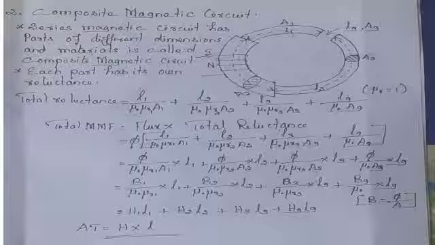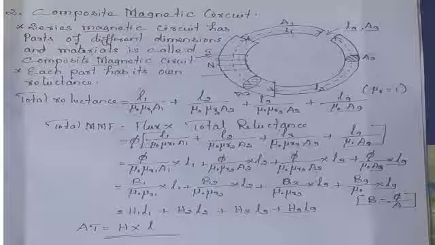So each part has its own reluctance. Total reluctance equals L1 by mu naught mu r1 A1, plus L2 by mu naught mu r2 A2, plus L3 by mu naught mu r3 A3, plus Lg by mu naught Ag. For air, mu r is equal to 1. So total flux equals flux into total reluctance.